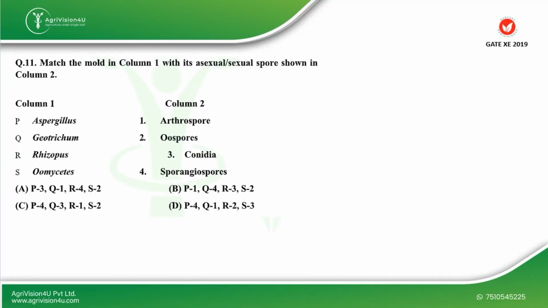Question 11. Match the mold in column 1 with its asexual or sexual spore shown in column 2. So first one, that is Aspergillus. Aspergillus will go with Conidia. This mold produces the Conidia. It is basically an asexual spore, typically borne on the tip of specialized structures known as conidiospores.